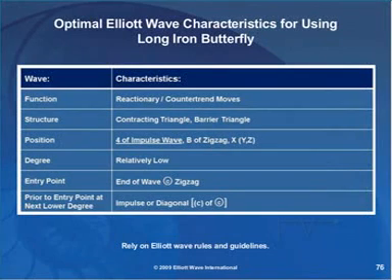So when do we do these? From an Elliott wave characteristics point of view, these are for counter trend moves, contracting triangle and barrier triangle. This is the opposite of the short iron butterfly. You don't want the market to move anywhere. Ideally, it would just be a straight line right at your strikes on your short call, short put.